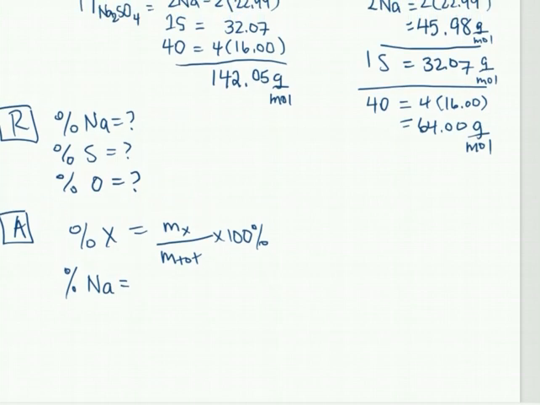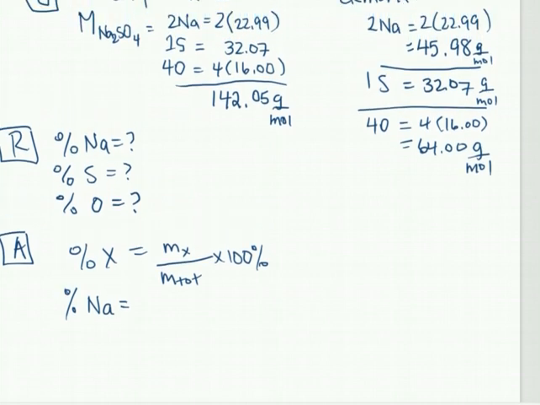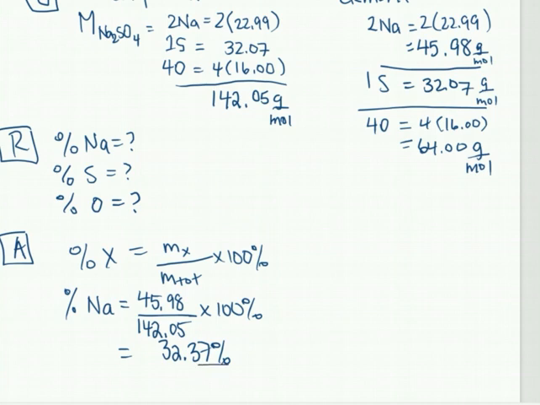Okay, and I'll just do one and then I'll stop the video and write the other ones down, so it goes a little quicker here. Okay, so again, sodium contributes 45.98 grams per mole out of the total 142.05 grams per mole. So what percentage does that work out to? 32.37%. All right, so there's sodium. Okay, all right, so I'll stop the video and get the other ones down.